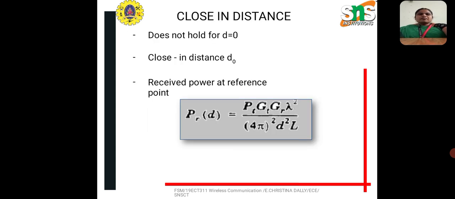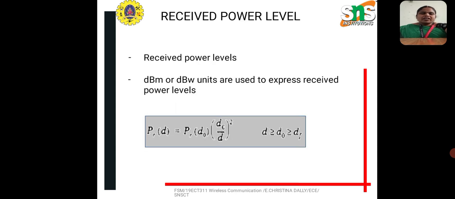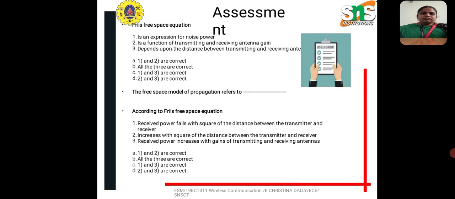Next we are going to measure the close-in distance. From that we have calculated the received power at the reference point. Pr(d) is equal to the value we have already mentioned in the path loss, and the received power levels hold if d is greater than or equal to d0, which is greater than or equal to df. Thank you.